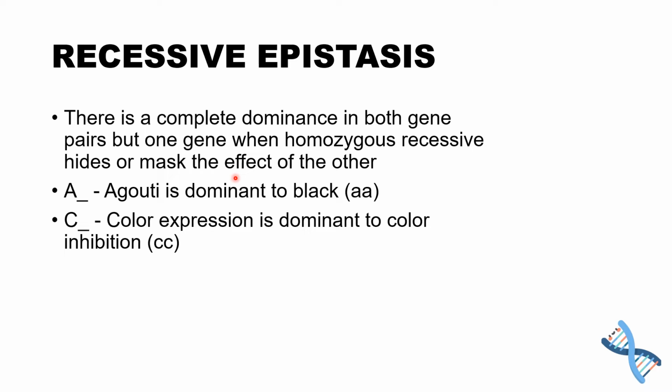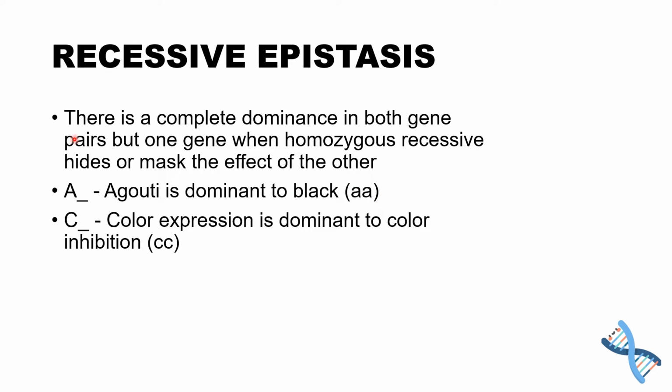So, what was homozygous recessive earlier? It pertains to the small letter. So, if there is a homozygous recessive in the gene pair, it will hide or mask the effect of the other. Let's take this for example. The dominant gene A will produce agouti, which is dominant to the black color, which is dictated by the recessive.